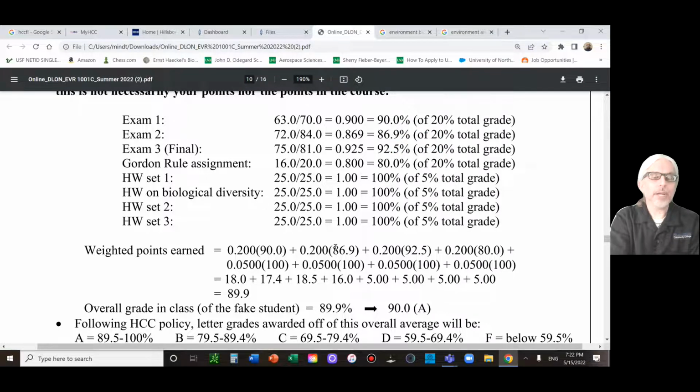20% of your grade, 86.9%, and so forth. Tally it all up, and you can see what the student got. The student got an overall grade of 89.9%. Now, like I just said, I am a scientist. I like math, so I follow the rules of mathematics. By the rules of mathematics, it's a 0.9. I can round up, which means this fake student got a fake A. Great fake job.